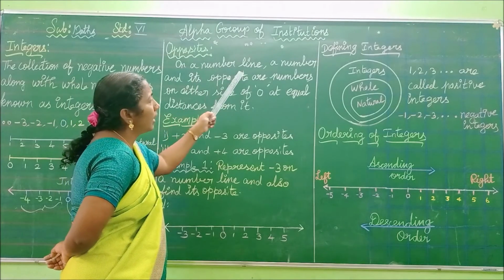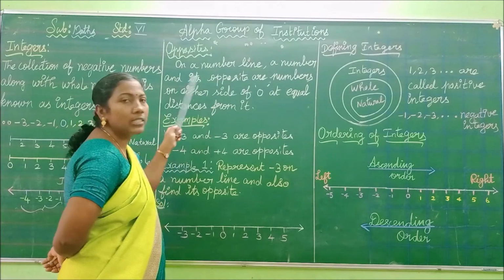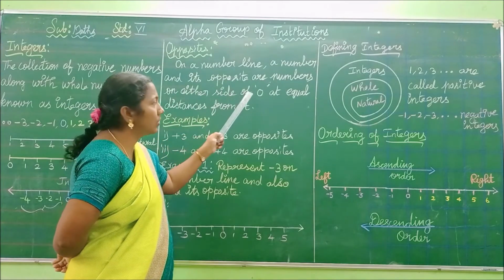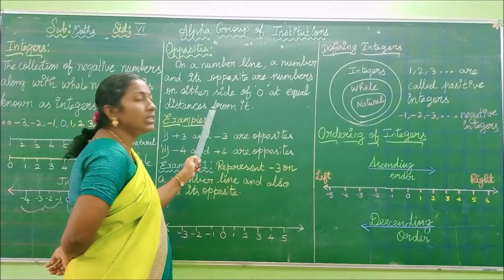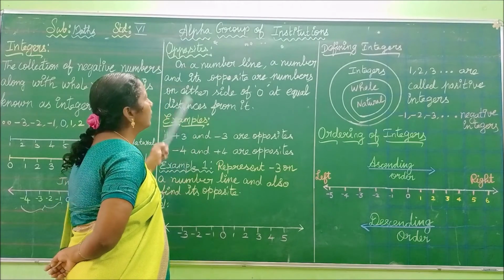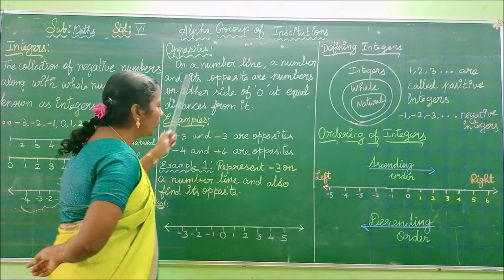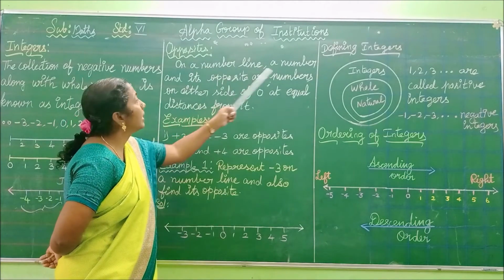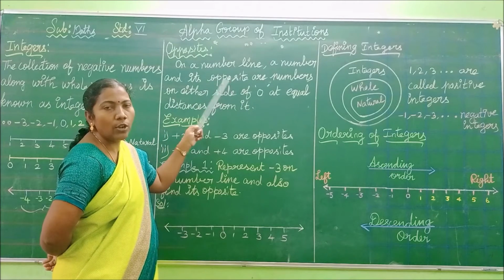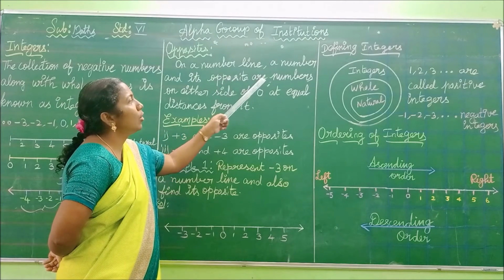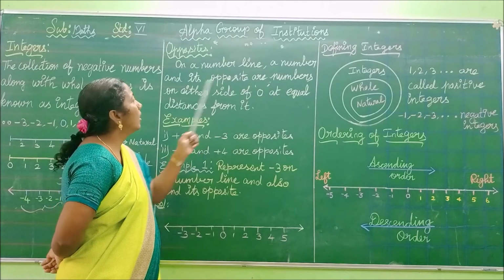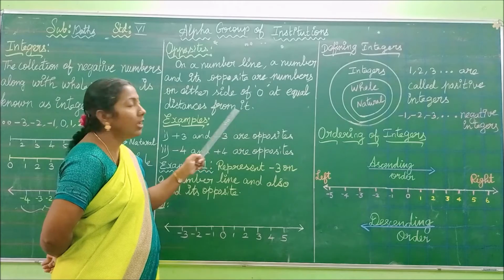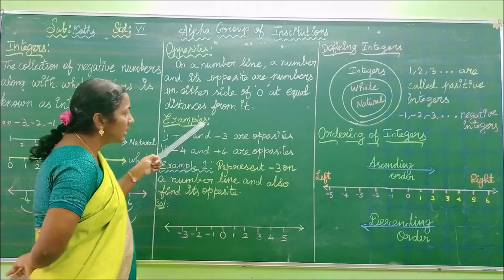On a number line, a number and its opposite are numbers on either side of 0 and at equal distance from it. Once again, read the definition. On a number line, you have to go to the number line. Take this line also. On a number line, a number and its opposite. You have to choose one number and you have to choose its opposite. They lie on either side of the 0 and at equal distance from it. Okay. Let us understand this concept by seeing this example.